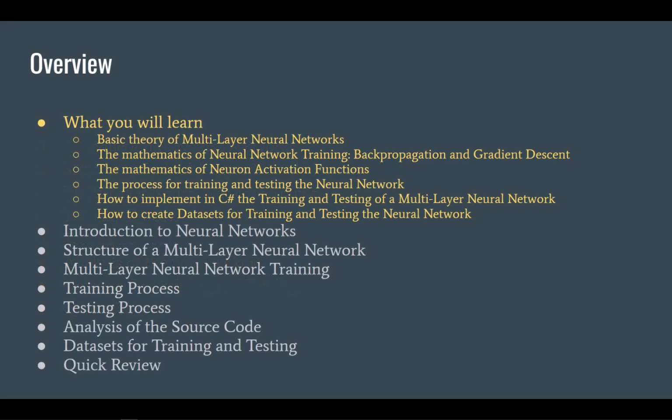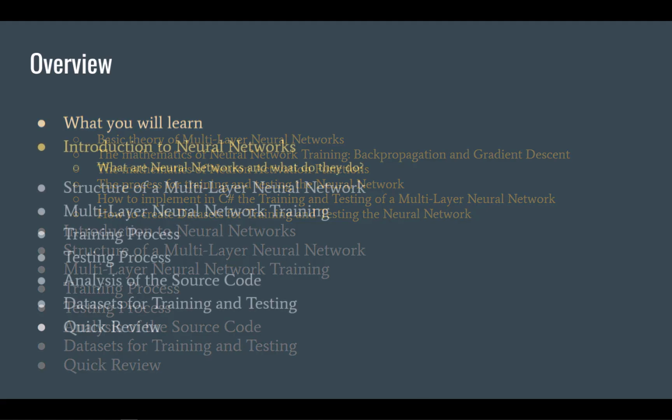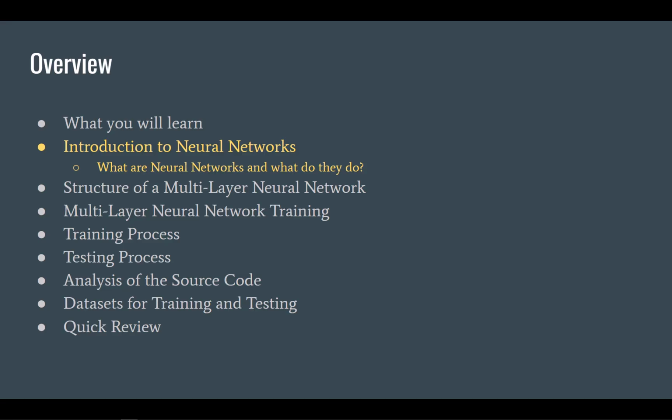What you will learn from this course is the basic theory of multilayer neural networks, the mathematics of neural network training, in particular backpropagation and gradient descent, as well as the mathematics of neuron activation functions, the steps involved in training and testing the neural network, how to apply the mathematics to implement in C# the training and testing of a multi-layer neural network, and finally, how to create data sets for training and testing a neural network for your specific use cases.